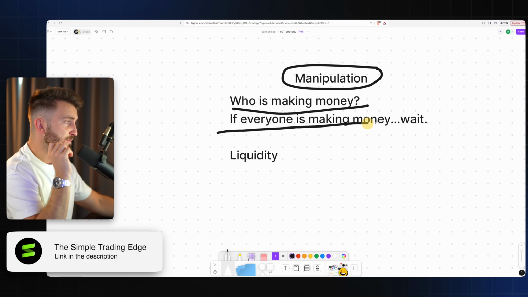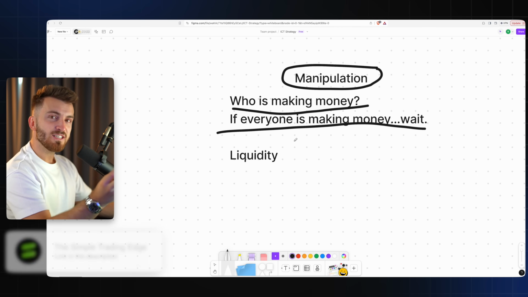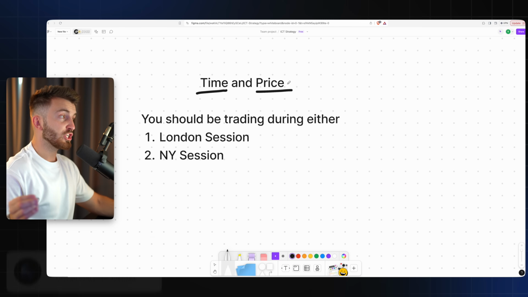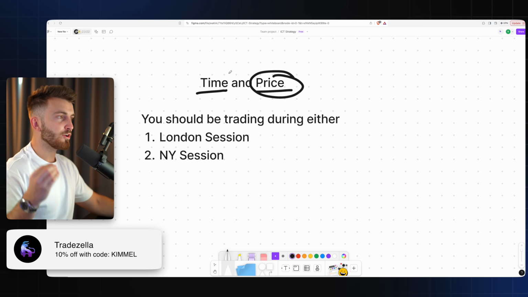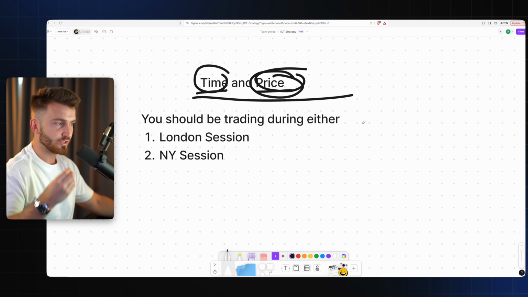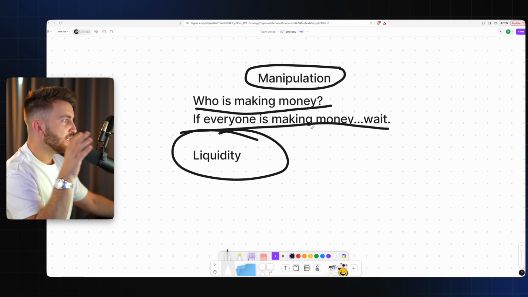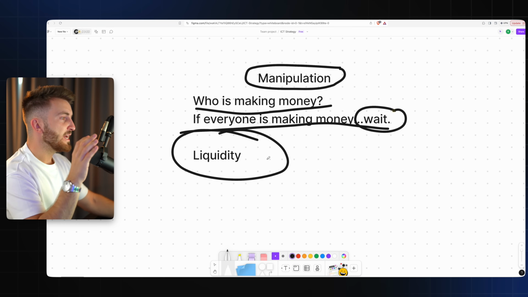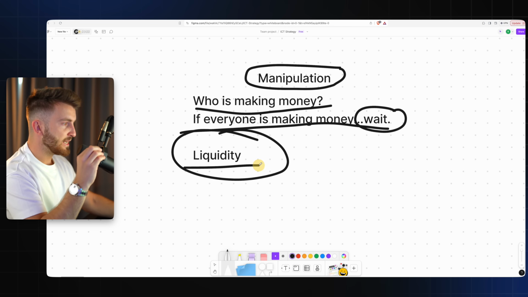If everyone is making money, you wait. And the reason for that is liquidity. And we will see an example of a trade that I took yesterday that I could have easily taken a loss if I just thought about price. But since I thought about time and price, I was able to profit yesterday. You just have to understand that if everyone is making money, you have to wait. And the reason for that is, once again, liquidity.